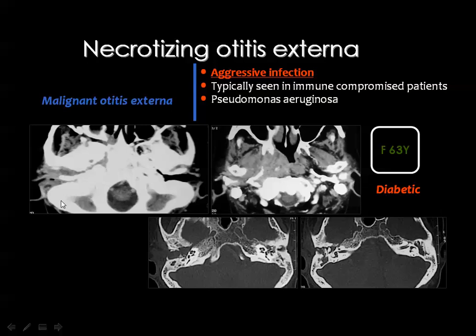Then you can see that the external canal is there, but it is filled by enhancing granulation tissue, and in the bone window you can see erosion of the walls of the external canal with extension of the granulation tissue into the middle ear cavity.